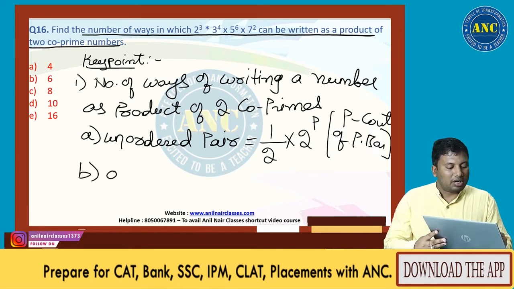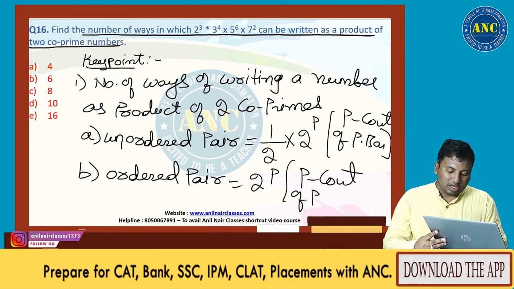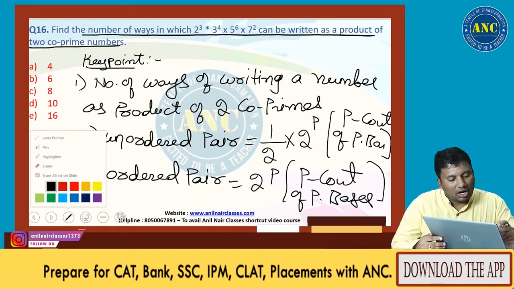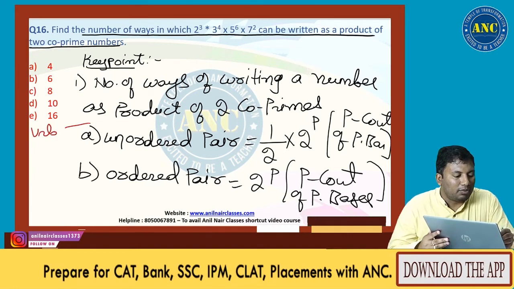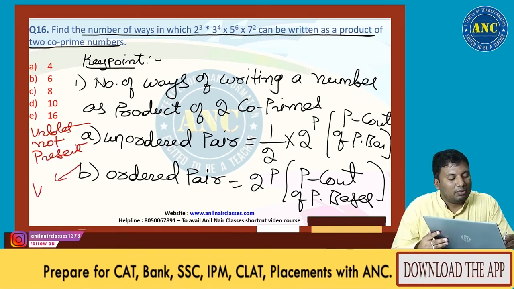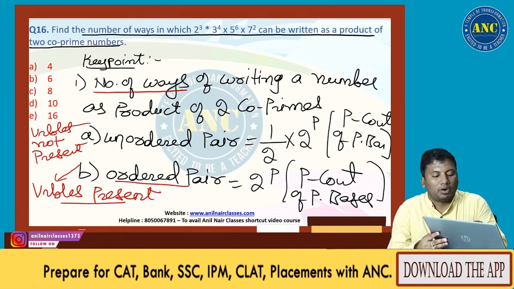If it is an ordered pair, it is 2 power p. There is no one single formula. It depends upon the question. P is the count of the prime bases. Unordered pair is used if the variables are not present in the question. If the variables are present in the question, it is an ordered pair. Please write an extremely important point.